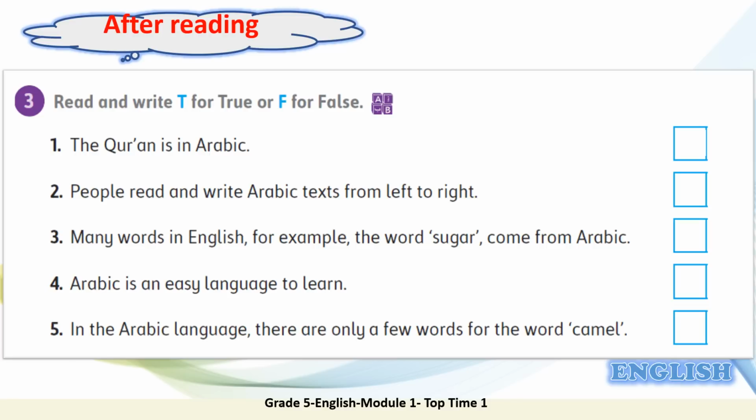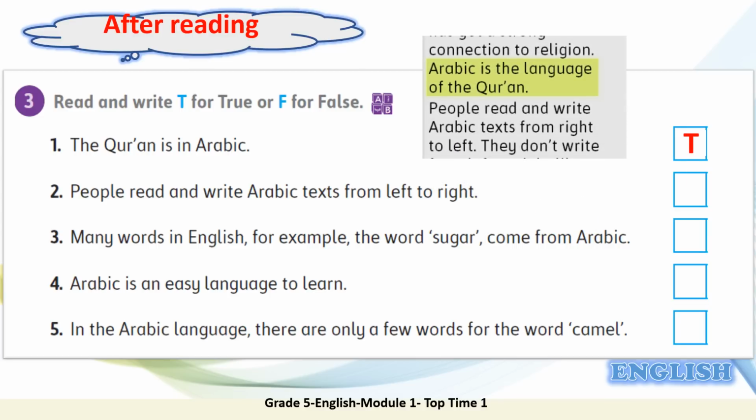The first one. The Quran is in Arabic. Is it true or false? Of course it's true. Excellent. Also, you can check in your text and you will find: Arabic is the language of Quran.